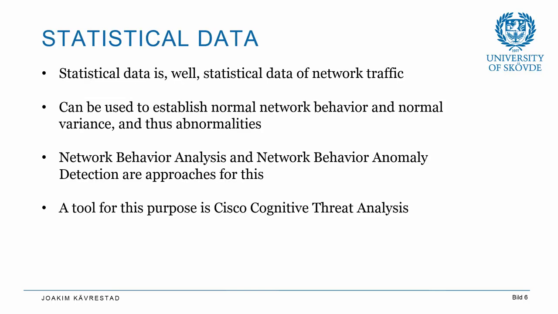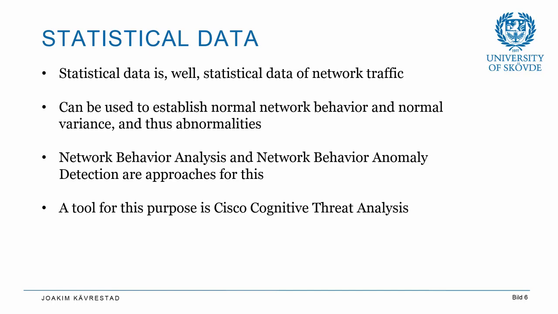But we also have more aggregated or more abstracted data, and that is statistical data, which is extremely useful. Statistical data is, of course, statistics of network traffic, and that will tell us, for instance, normal behavior and normal variance in a network. This is a very important part of establishing a network baseline, which allows us to detect abnormalities.